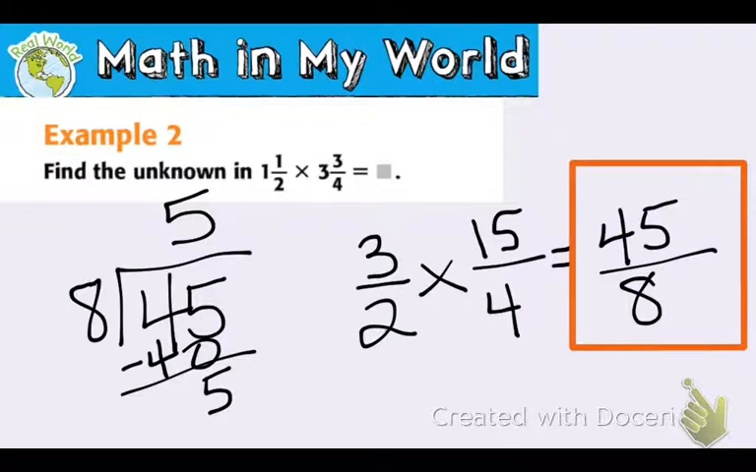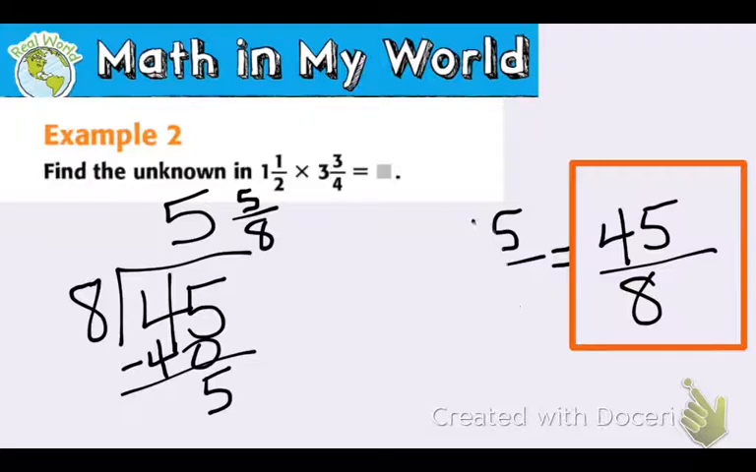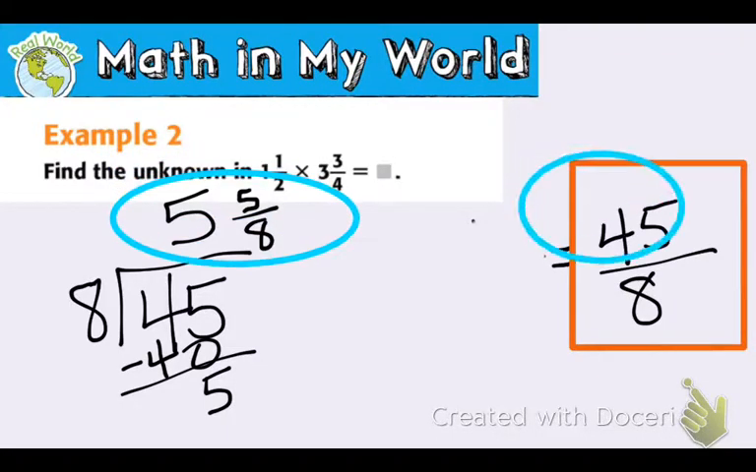So I can make 5 groups of 8, and 5/8 or 5 out of 8 is left. So there's 5 that I cannot put into a group of 8. So 45/8 is equivalent to 5 5/8. It's reasonable because they have the same value.